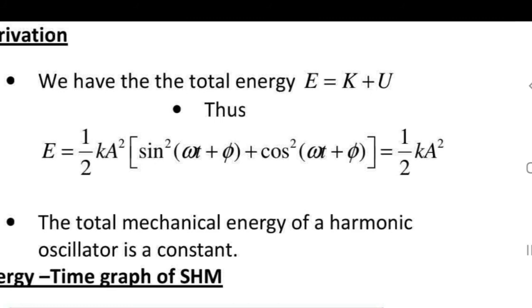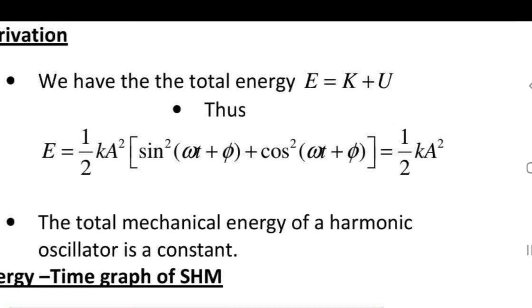So equivalently, we have the expression for total energy of an object in SHM as half k A square. This equation shows that because k is constant, A also will be a constant. So it means that the total mechanical energy of a harmonic oscillator is constant. So total energy is remaining constant.